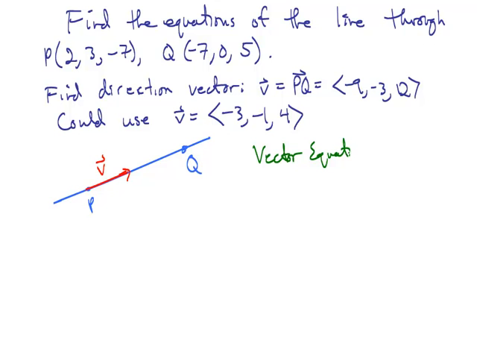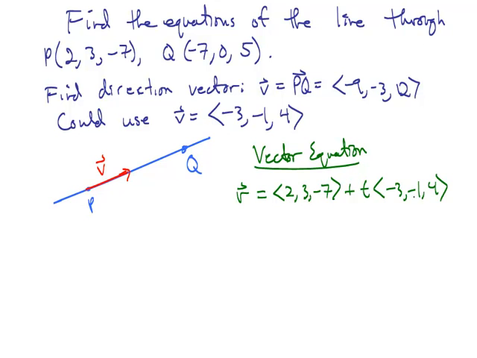Here's our vector equation. R, which is going to be the vector from the origin to get to any other point on my line, is going to be equal to, I'll take P as my point, but I'm going to form the vector from the origin to that point. So it's going to be equal to (2, 3, -7) as a vector, plus t times my direction vector of (-3, -1, 4). Or if you like, R is equal to 2i plus 3j minus 7k plus t times (-3i minus j plus 4k).